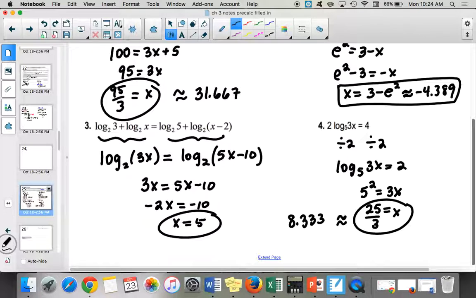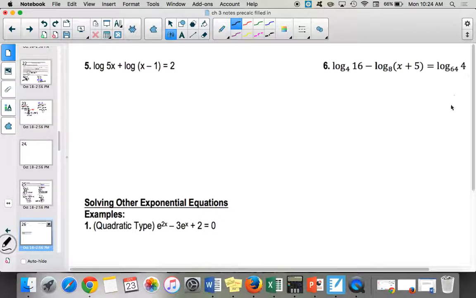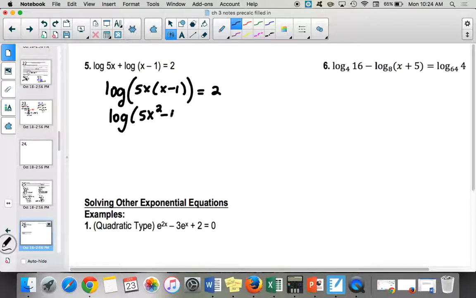Still feeling good about this? All right, let's try some harder ones. All right, so I have log of 5x plus log of x minus 1 equals 2. So I am going to combine my two logarithms, but this time when I combine, it's going to be a little messy because I'm going to have 5x multiplied by x minus 1. So I get log of 5x squared minus 5x.